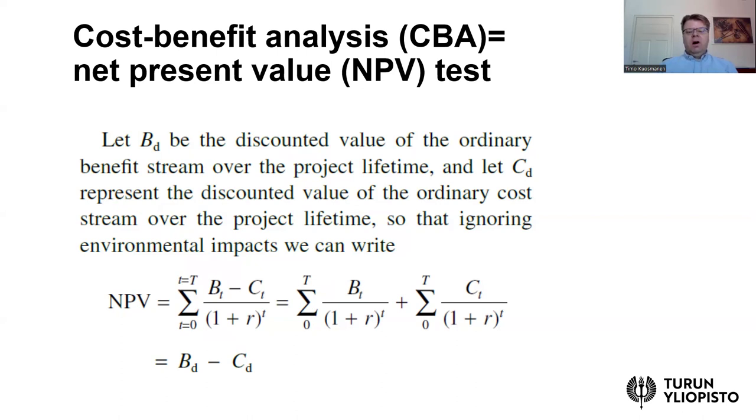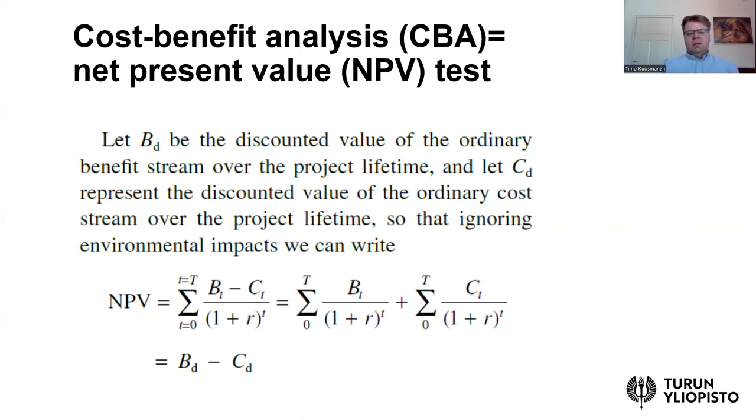So here then R refers to the discount rate. You can think about it as, for example, some kind of interest rate that is used for discounting these monetary benefits and costs that occur in different time periods. The subscript D refers to discounted benefits and discounted costs. On the bottom of the equation, there is capital B subscript D minus capital C subscript D. That just means it's the difference of the discounted benefits and discounted costs.